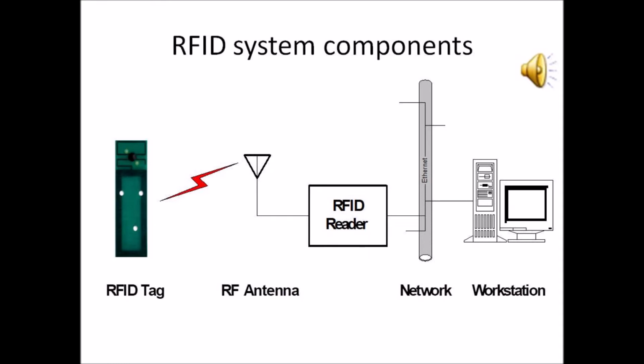The best example is the RFID cards, the ID cards which you are all wearing, and the library. In the library, the books are identified using RFID. These are the best examples of RFID. So the basic components will be the tag, antenna, the reader, and the workstation into which the details are stored.